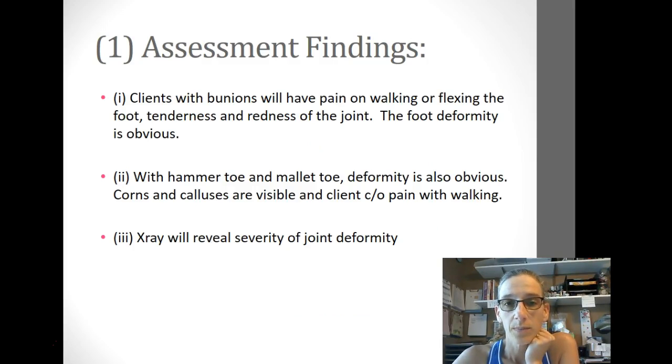Assessment findings. Clients with bunions have pain with walking or flexing the foot, tenderness and redness of the joint. The foot deformity is very obvious. So with hammer toe and mallet toe, the deformity is also obvious. The patients get corns and calluses on those toes that are visible, and the client complains of a lot of pain with walking. An x-ray obviously will reveal severe joint deformity.